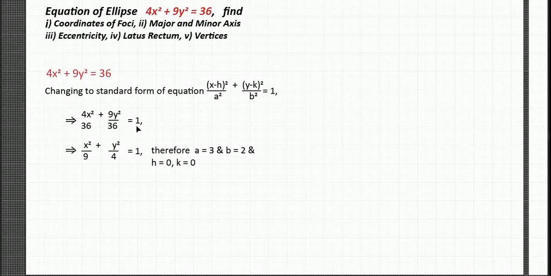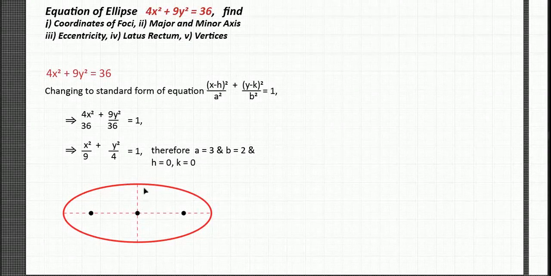Dividing both the sides by 36, we get this equation, and further solving it, we get x square upon 9 plus y square upon 4 equals 1. Now this is the standard form of the equation where h and k are both 0. That means the ellipse has its center at the origin. This is the drawing. This is the center of the ellipse, this is one focus, and this is the other focus, and we have to find the coordinates of the focus.